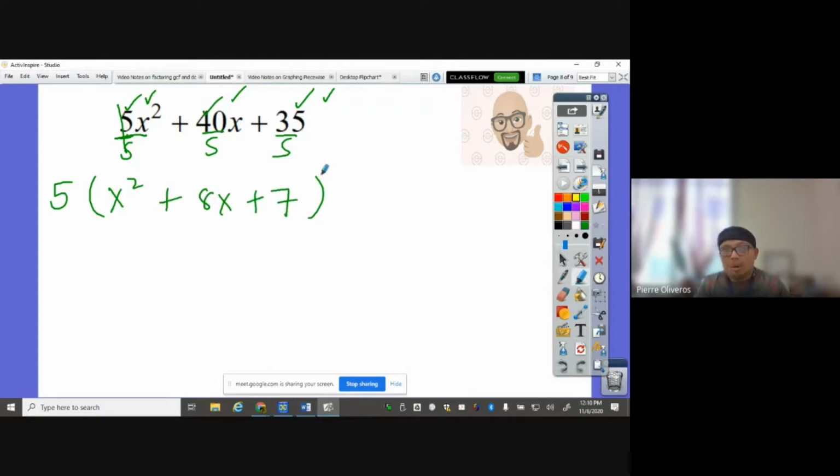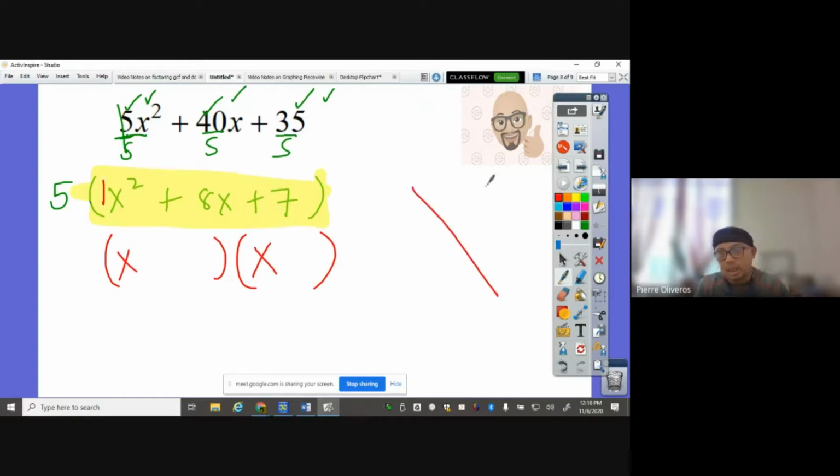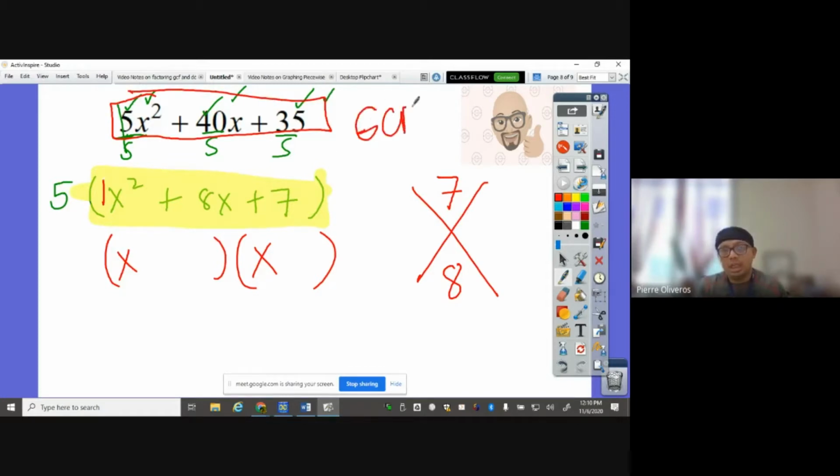Now, if you focus on this expression, on this trinomial here, the value of a is 1 now. You can apply what we have learned a while ago. So since that's 1, just draw two parentheses, x and x. Now you multiply them to give you 7. That's your c, and your b there is 8. Okay, so every time you're given a trinomial, always check for the GCF.